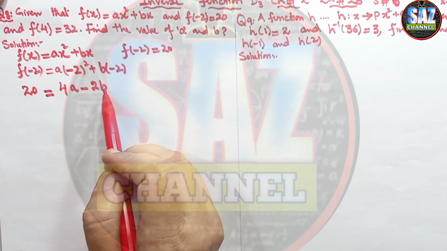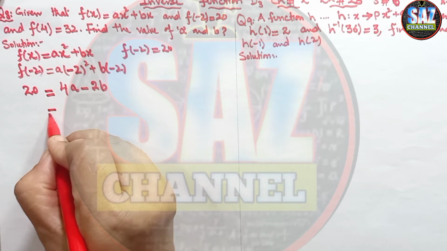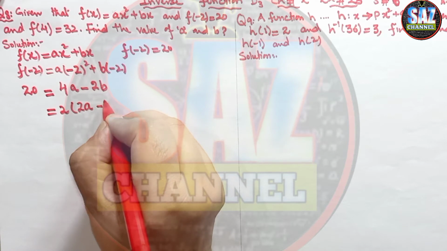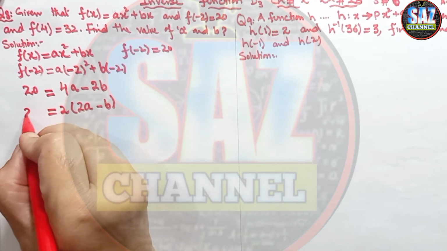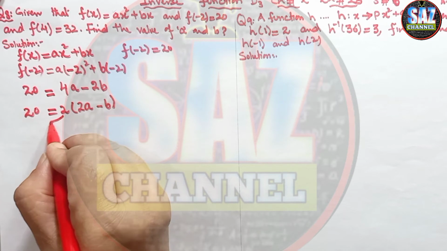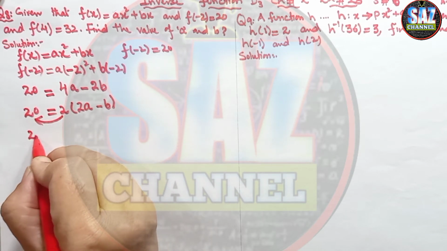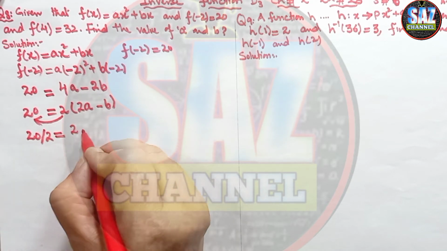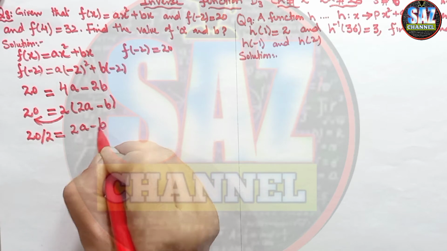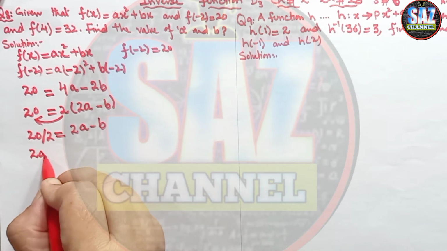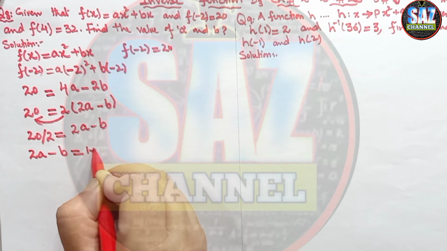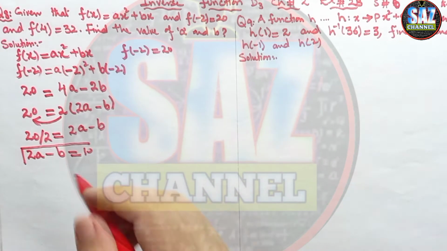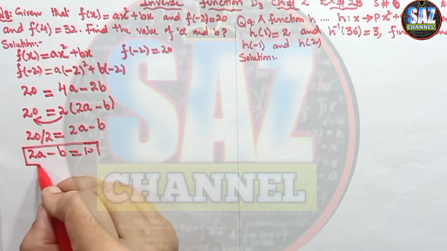Now if you look at the right hand side, we can see that we can take 2 as the common factor. So take out 2 and inside the bracket I will be left with 2a minus b equal to 20. Shift this 2 to other side and divide 20 by 2, and the equation will take the form 20 divided by 2 equals 2a minus b, or 2a minus b equals 10. This is one of the equations. Block the equation 2a minus b equals 10.